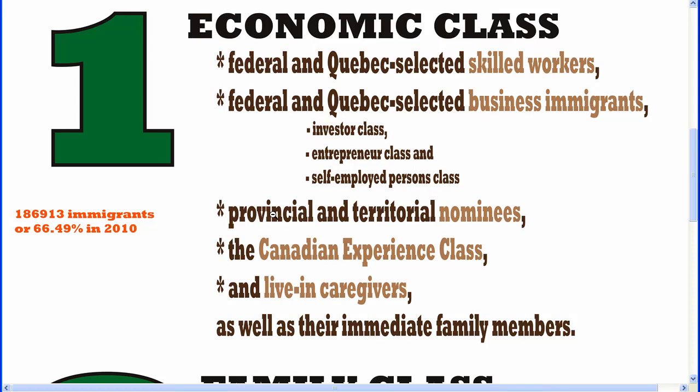Also, there are provincial and territorial nominees. Each province in Canada and also territories can nominate foreign individuals, foreign citizens, to come to live in Canada, in their own province. So, for example, the province of British Columbia can issue a certificate of nomination and send it to the federal government, notifying the federal government that they want a certain person to come to live, to reside, to work in the province of British Columbia.